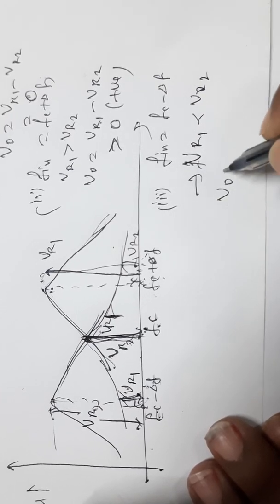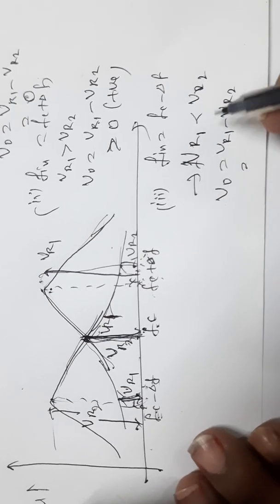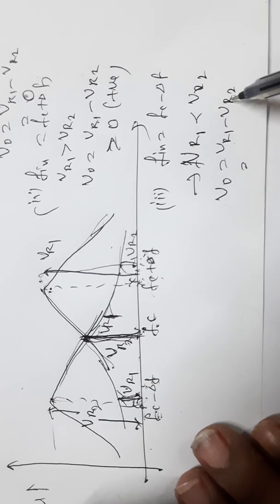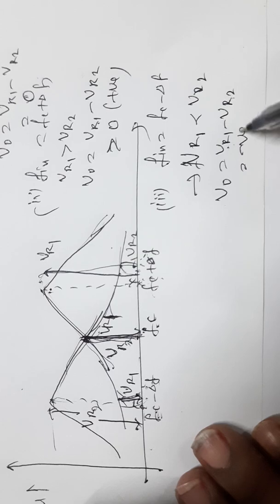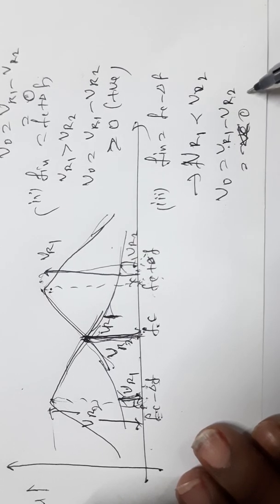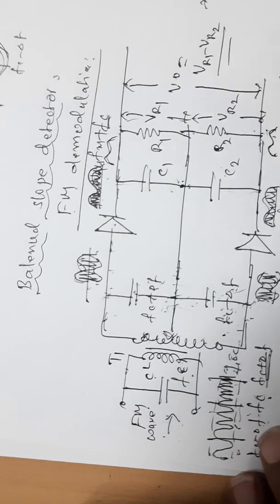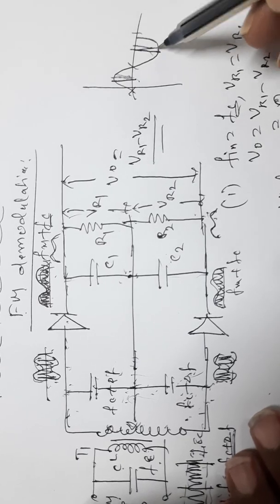Therefore, the output voltage VO is equal to VR1 minus VR2. Since VR1 is less than VR2, that is, VR2 is more than VR1, it is a negative value, less than 0. That is, the voltage is negative. Therefore, when the input frequency is Fc minus delta F, the output voltage is negative.